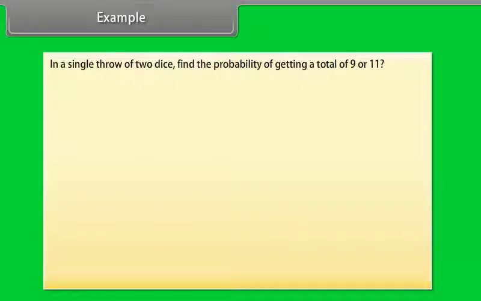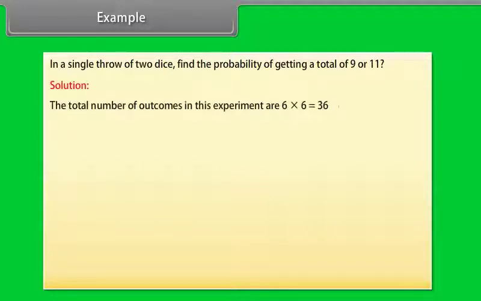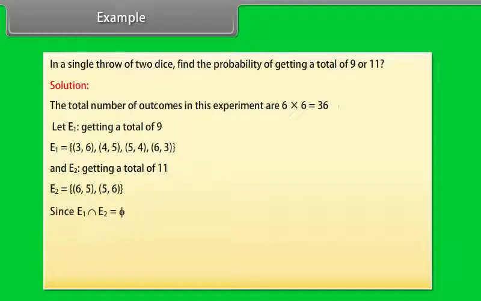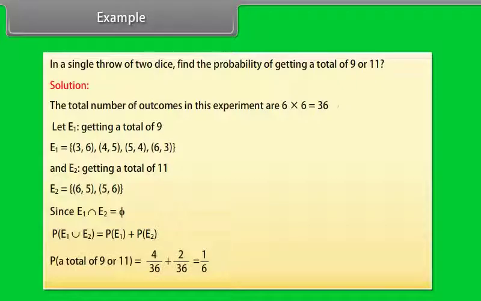In a single throw of 2 dice, find the probability of getting a total of 9 or 11. Solution. The total number of outcomes in this experiment are 6 into 6 is equal to 36. Let E1: getting a total of 9. E1 is equal to (3,6), (4,5), (5,4), (6,3) and E2: getting a total of 11. E2 is equal to (5,6), (6,5). Since E1 intersection E2 is equal to empty set, P(E1 union E2) is equal to P(E1) plus P(E2). P(a total of 9 or 11) is equal to 4 by 36 plus 2 by 36 is equal to 1 by 6.